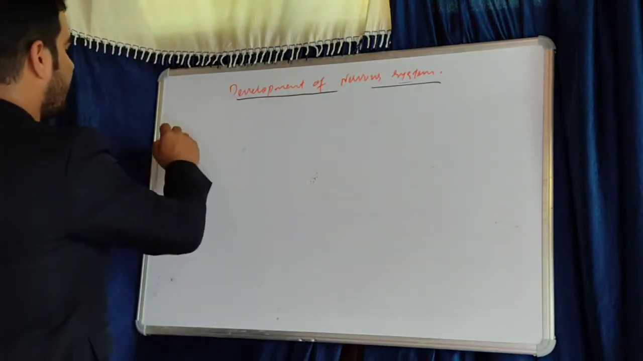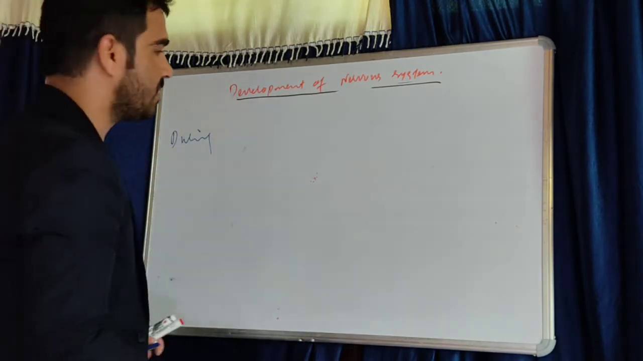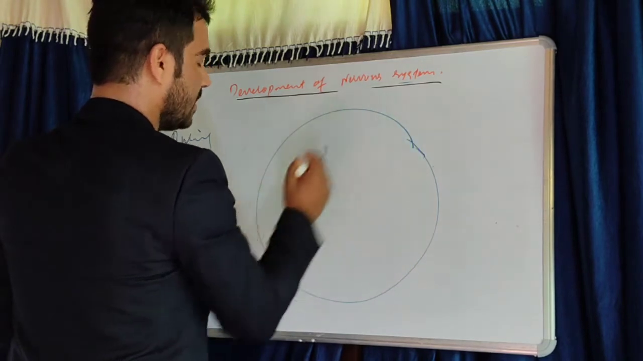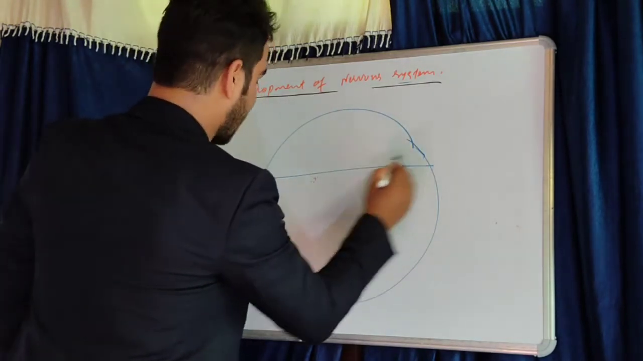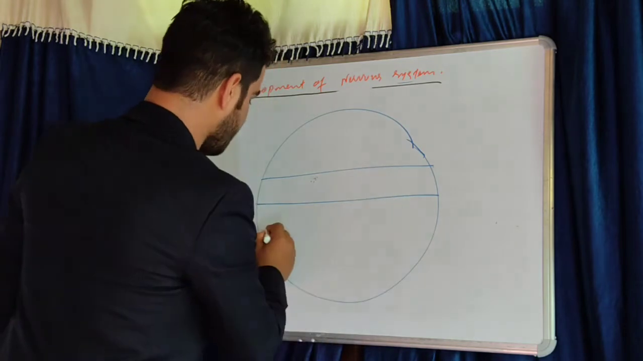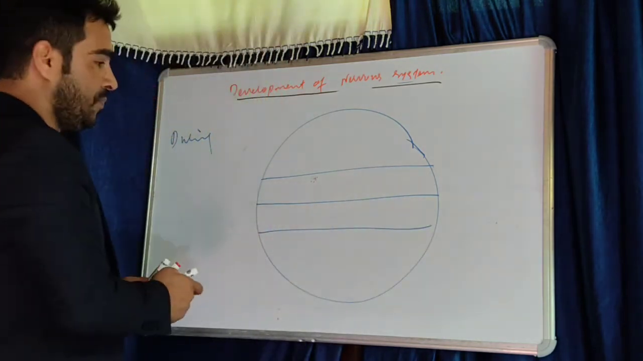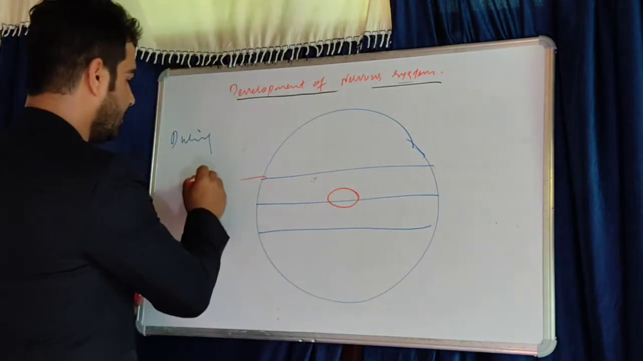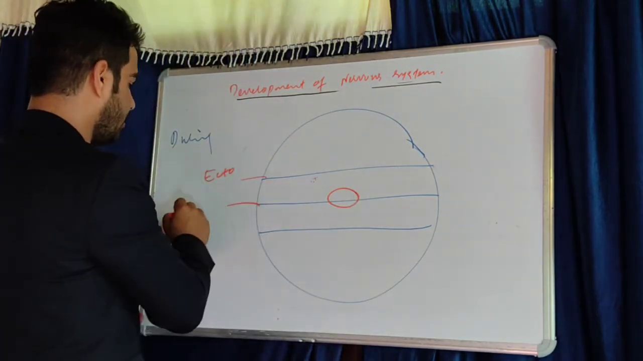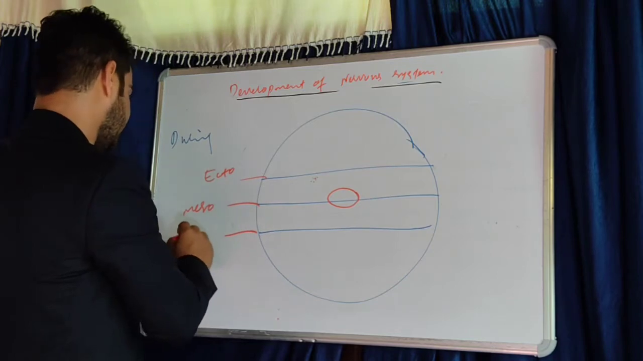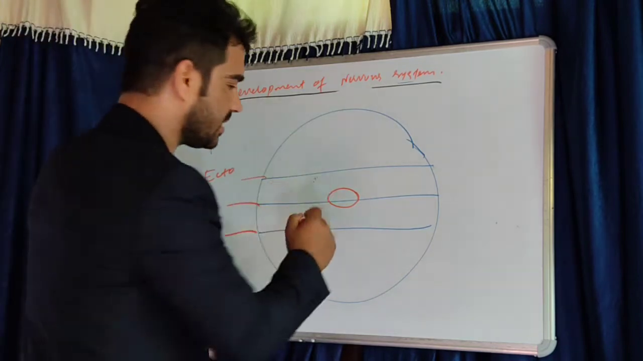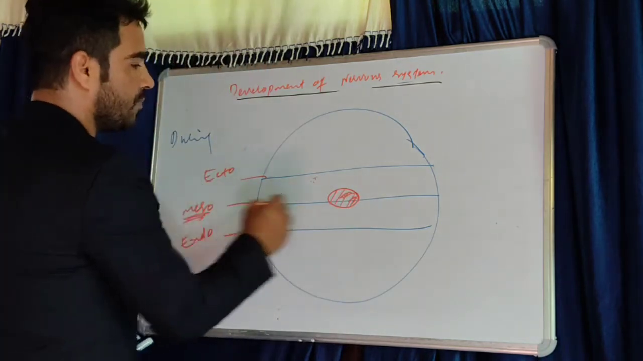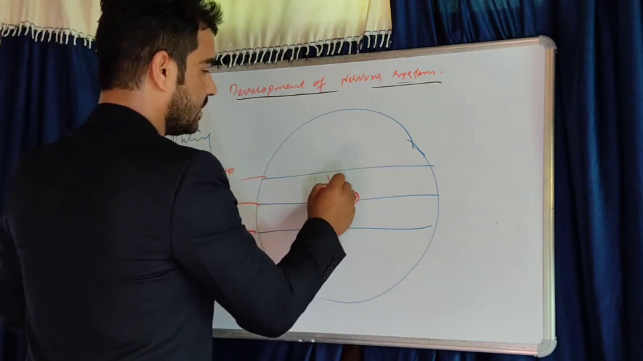So during the development of nervous system, first there's a presence of three germ layers. So what are the germ layers? First is ectoderm, mesoderm and endoderm. This is ectoderm, this is a mesoderm and this is an endoderm. There is a presence of one structure present in the center of the mesoderm. It will stimulate this ectoderm.